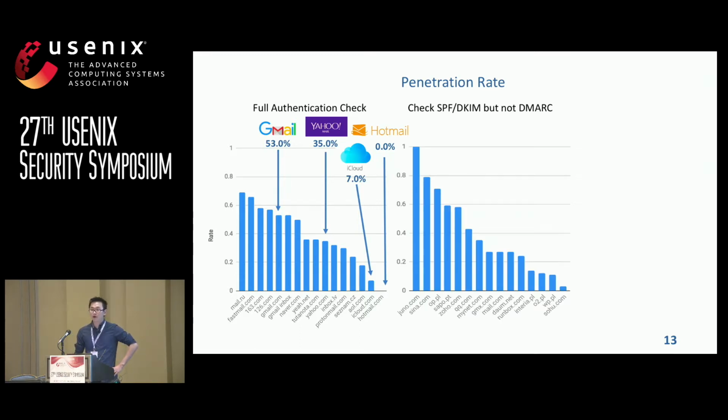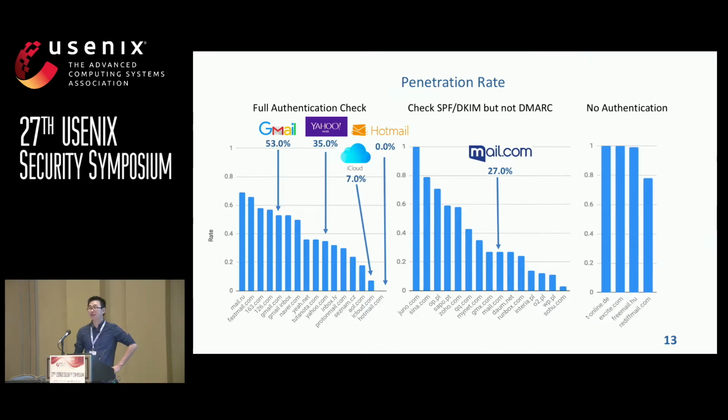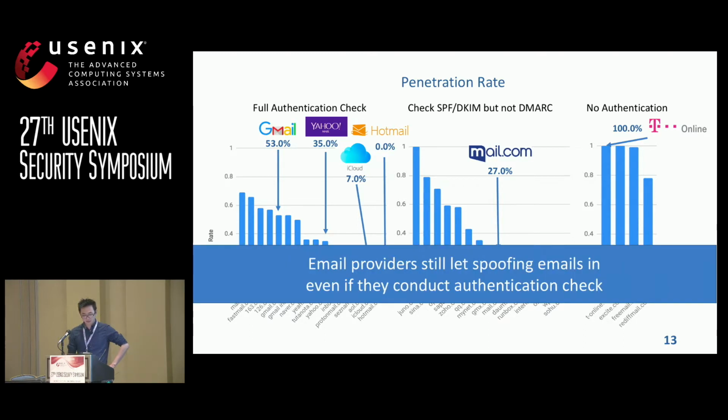Let's then look at the partial authentication check group. On average, they have a higher penetration rate than the full authentication check group. For example, Mail.com has a 27% overall penetration rate. Finally, the no authentication check group. As you can see, the penetration rate here is almost 100%. For example, T-Online.de lets all of our emails into the user inbox. So the conclusion here is that email providers still let spoof emails into the user inbox even when they do authentication.